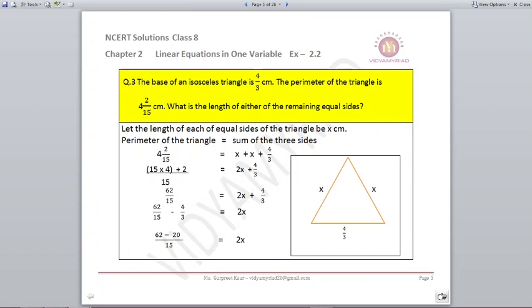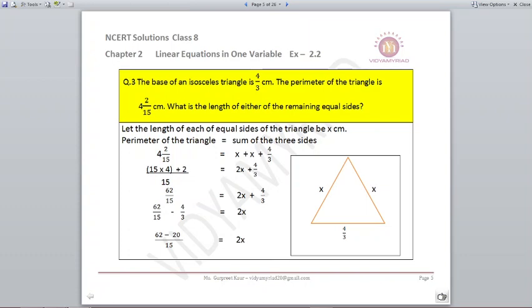Question number 3. The base of an isosceles triangle is 4/3 cm. The perimeter of the triangle is 4 2/15 cm. What is the length of either of the remaining equal sides? Now they are talking about an isosceles triangle. Base is given to us as 4/3. So I made a figure for you. That means two equal sides, they are missing, we don't know. So we are assuming those sides as x centimeter.